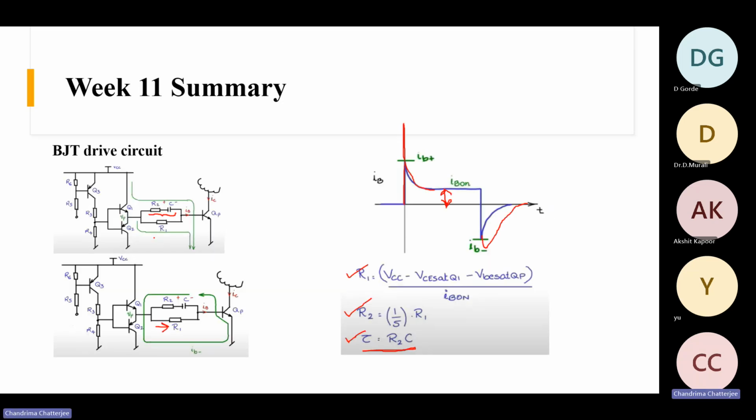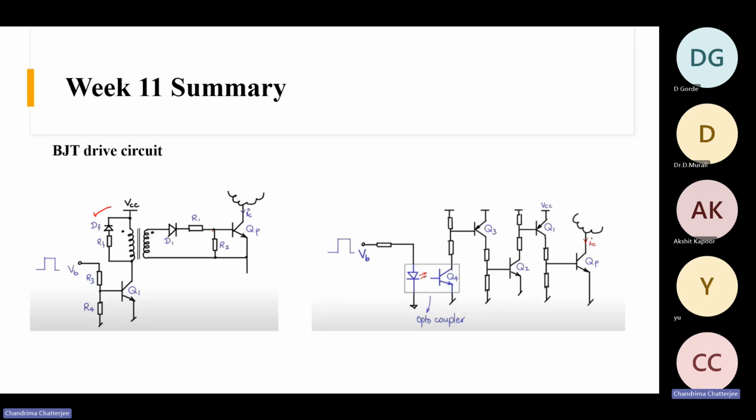We don't like here. I have shown this ground and this ground, they are equal, they are the same, but usually that is not the case. There is always some isolation, and that isolation can be provided by using an isolation transformer like this, or we can use optocouplers. It can be optical isolation or transformer isolation through a transformer, right? So here we have used this transformer, and afterwards we have this diode and this circuit.